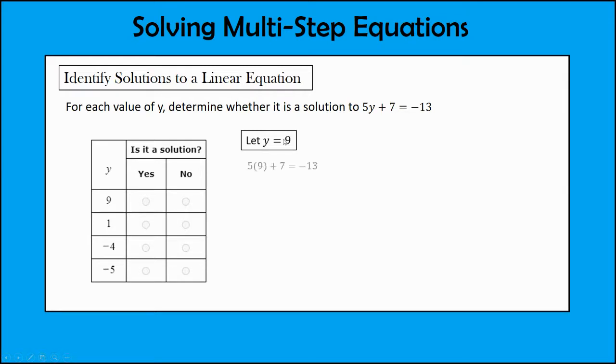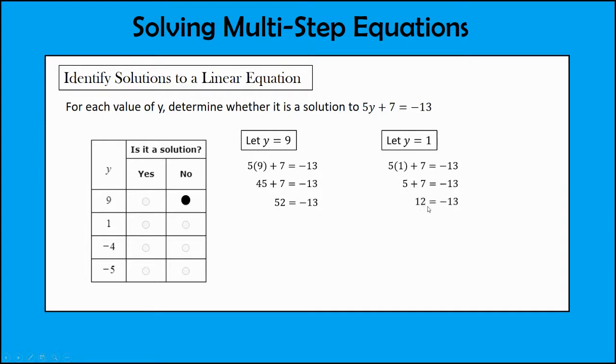All right, so our first one is let's let y equal 9. If y equals 9, then this equation becomes 5 times 9 plus 7 equals -13. 45 plus 7 equals -13. 52 equals -13. That's a false statement. So this value of 9 did not make the equation true, so that's a no. Try our 1. So let's let y be 1. We'll start all over again. 5 times 1 plus 7 equals -13. 5 plus 7, 12, equals -13. That's a false statement as well. So 1 does not make our equation true.